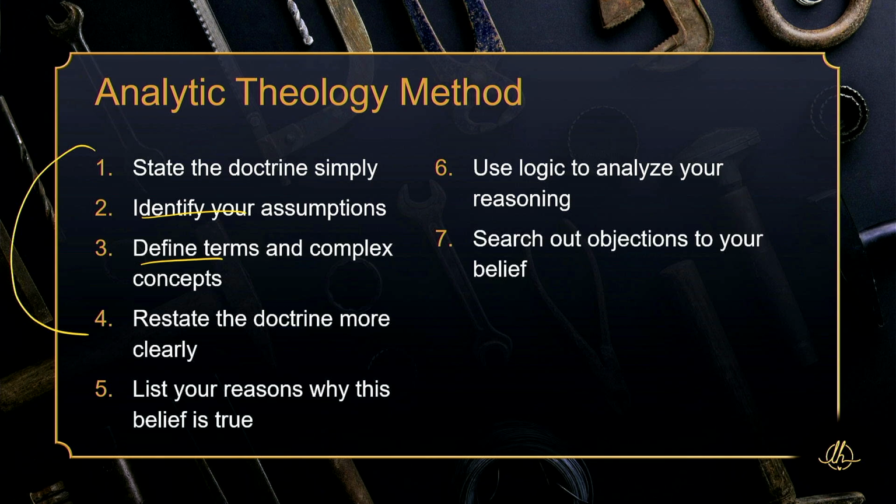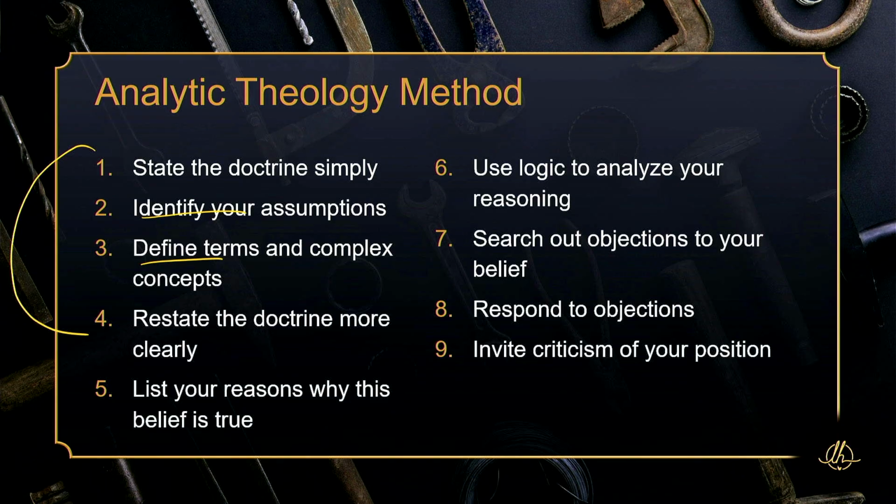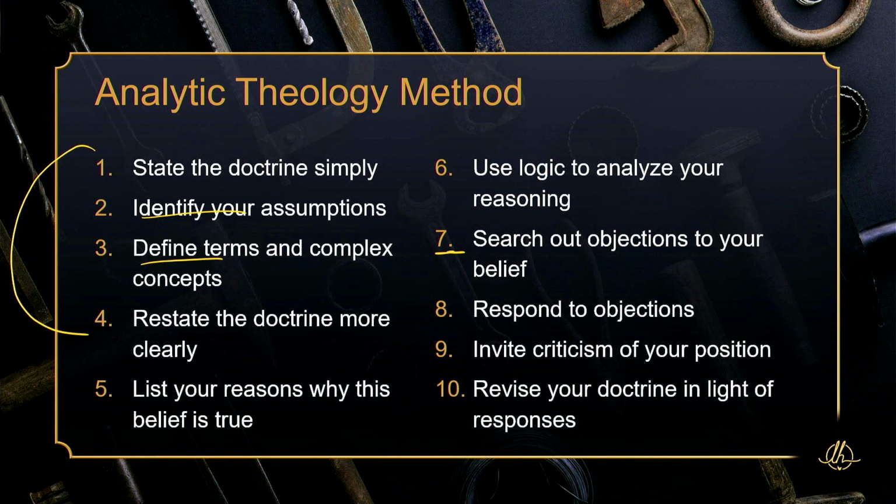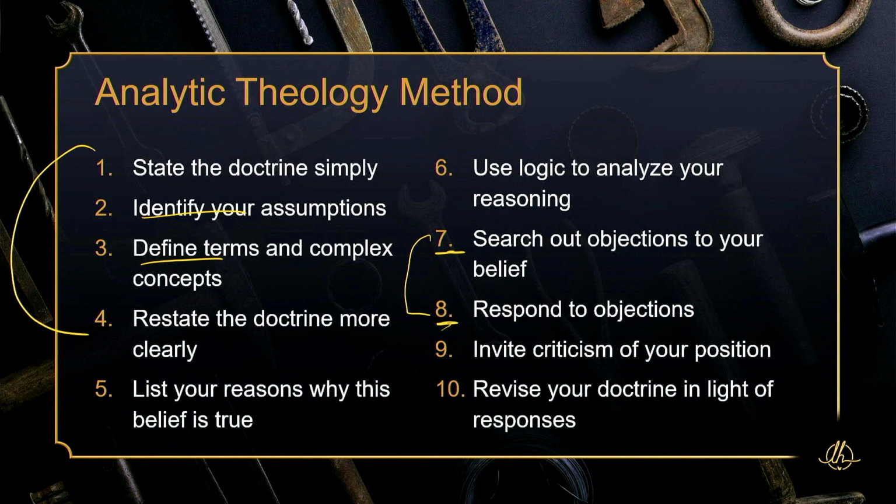Number 7, search out objections to your belief. Number 8, respond to objections. Number 9, invite criticism of your position. And number 10, revise your doctrine in light of the responses. So we've kind of talked about some of this already, this idea of searching out objections to your belief. That would include difficult verses, okay? And then responding to it. So we talked about that last time to some degree. But this is interesting too, inviting criticism and then revising.